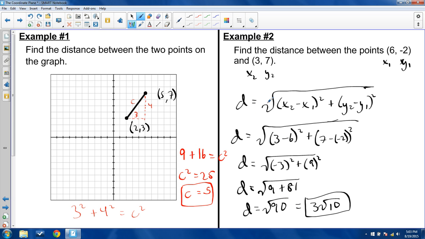So you can see how this can become a little bit cumbersome. So if you're just very good at counting, like I said, these numbers were very close together. The difference between my x's was 3, right? From 3 to 6. The distance between my y's from 7 to negative 2 is 9. And you can use Pythagorean theorem from there. My recommendation is to try and make it look as much like Pythagorean theorem as possible without trying to make it look as much as a big formula to memorize as possible.